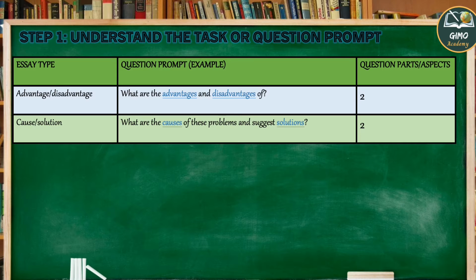Why? Well, because in the first place, you need to mention the causes. What are the causes of this problem? You have to mention the causes of this problem. And in the second place, you have to provide the solutions to these problems. So you have 2 parts.